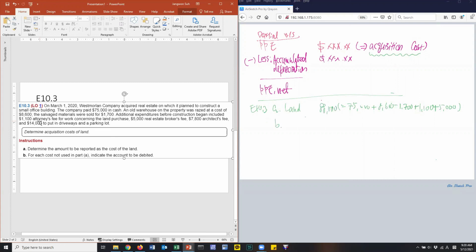And then for B, we can say that on the debit side, architect's fee, which is part of building, 7,800, and land improvements, 14,000, paid by cash, maybe, right? Totaling 109,800 paid by cash, right?